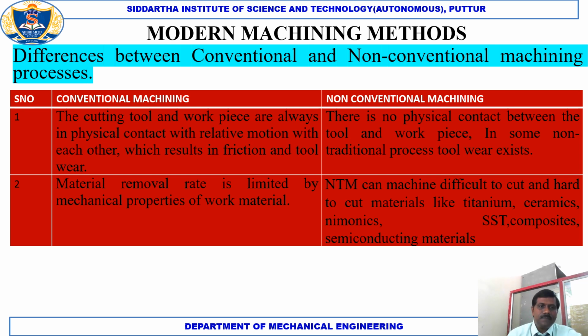Coming to point number two, material removal rate is limited by mechanical properties of the work materials. In case of the conventional machining processes, the material removal rate, the MRR, completely depends upon the workpiece material. If the workpiece is too hard, then very less MRR will take place. If the material is somewhat soft, then we can remove more amount of material. But in case of the non-traditional machining methods, hard materials like titanium, ceramics, nimonics, composites or semiconductor materials can be cut irrespective of their hardness.